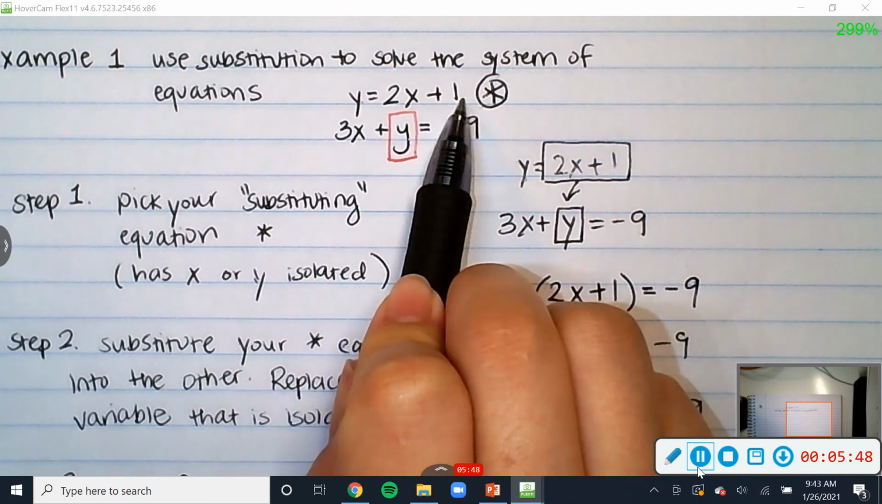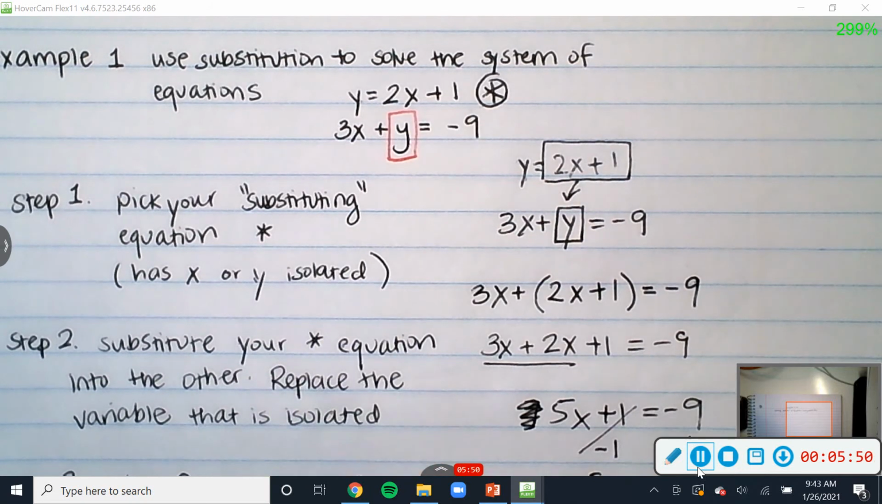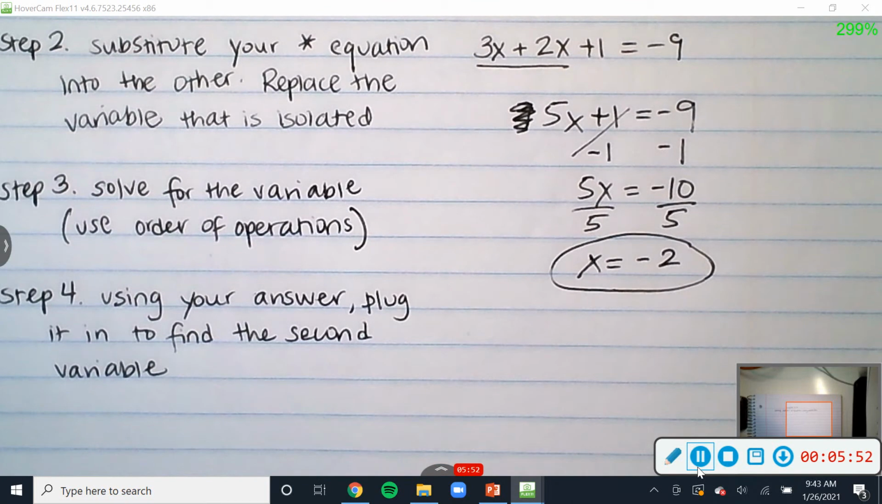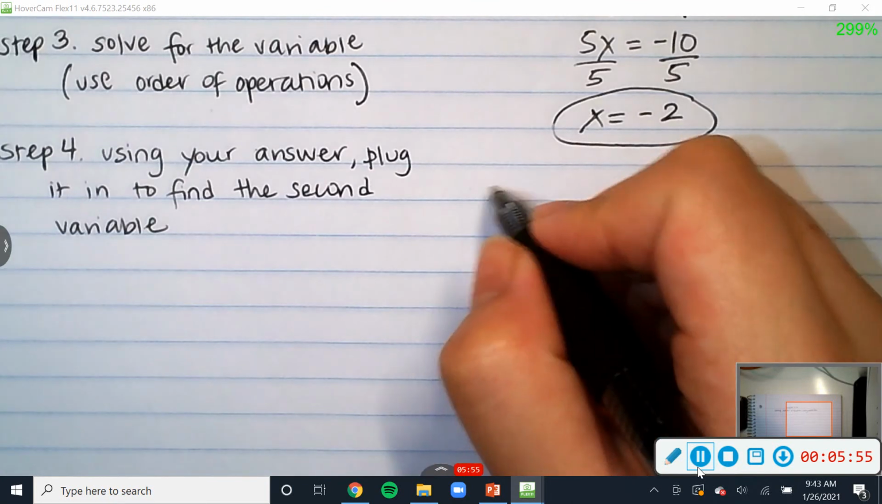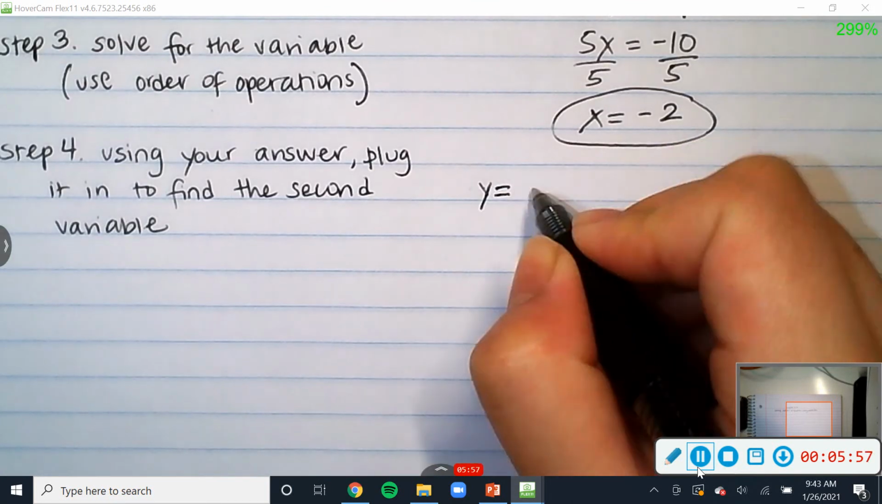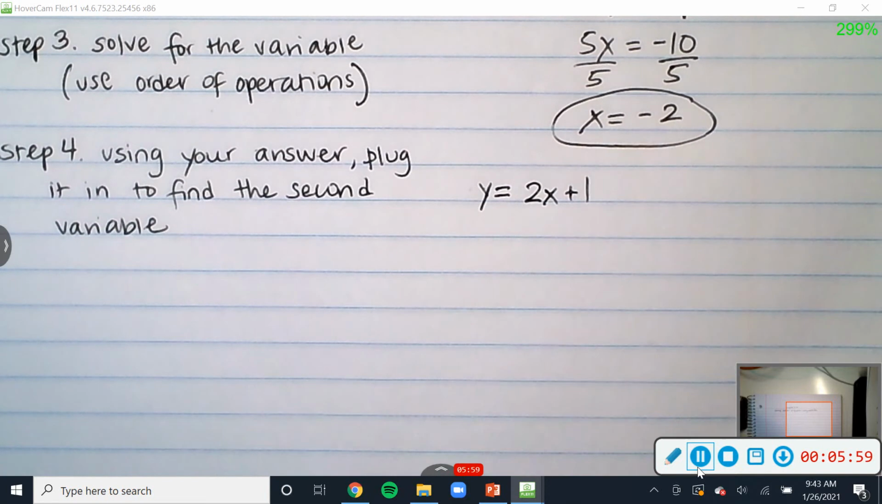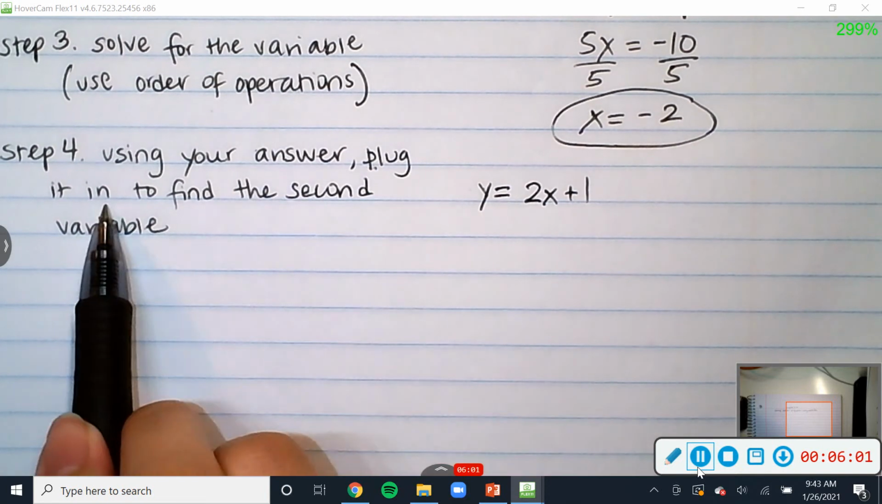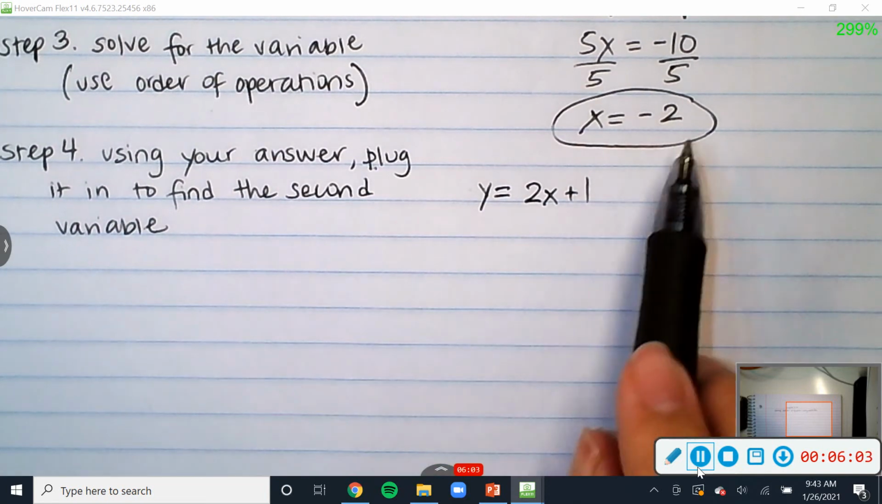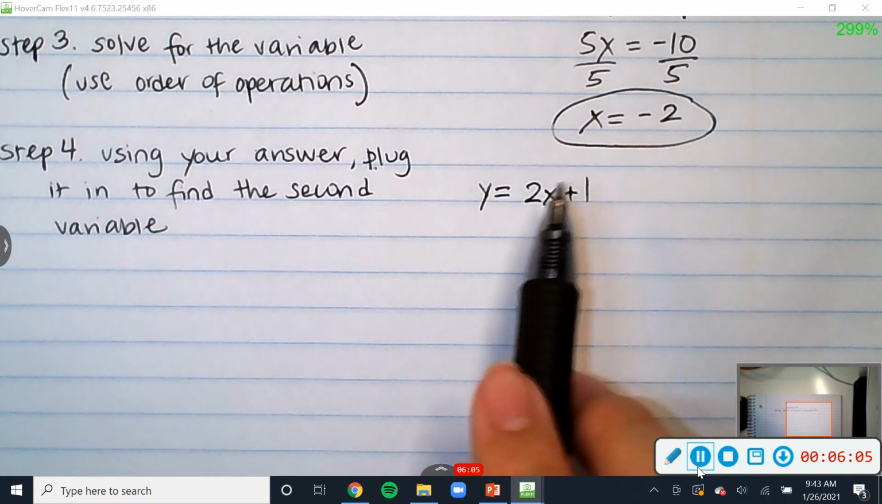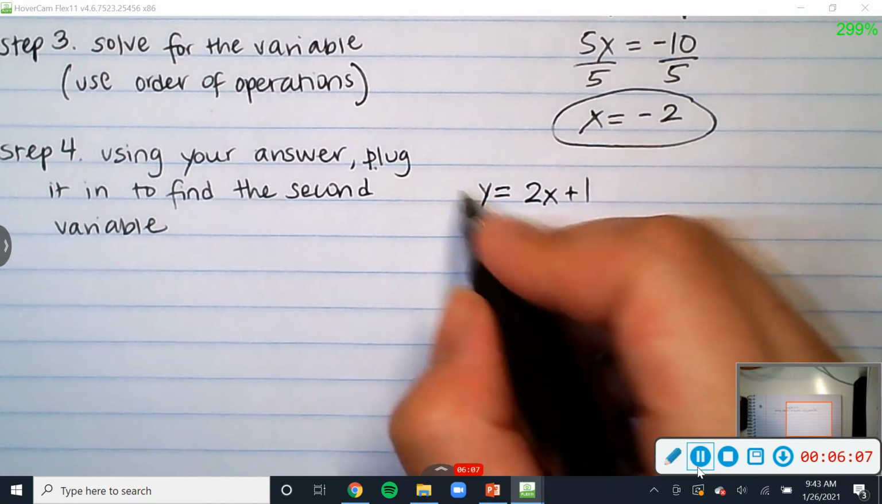So I like to use the starred equation, y equals 2x plus 1, whenever I'm doing step 4. So I'm going to write down my starred equation, y equals 2x plus 1. And like I said, plug in your answer to find the unknown. So I know that x equals negative 2, so I'm going to plug negative 2 in.